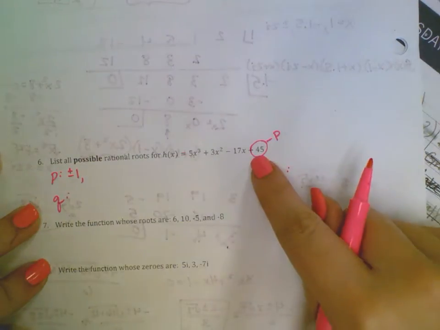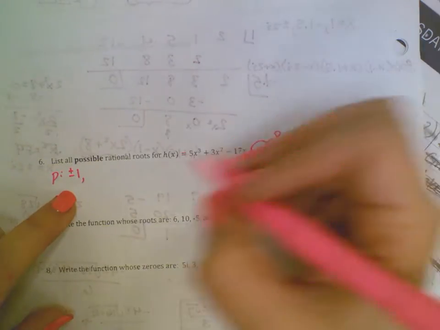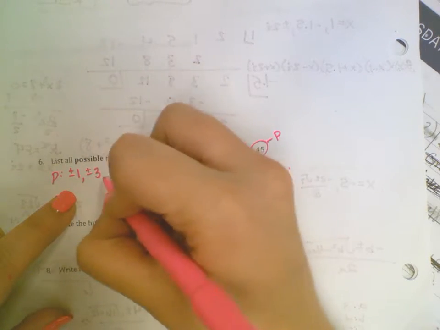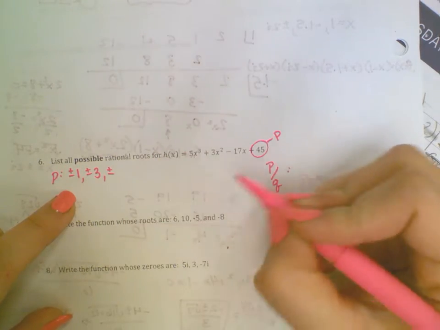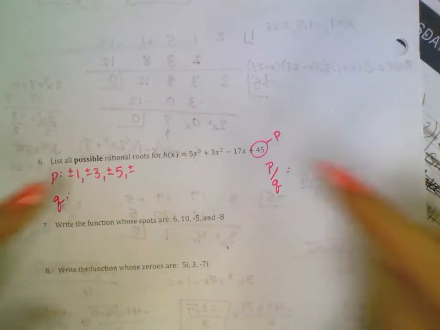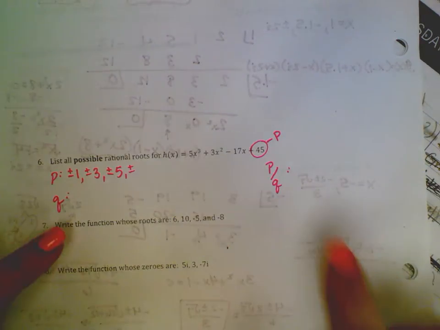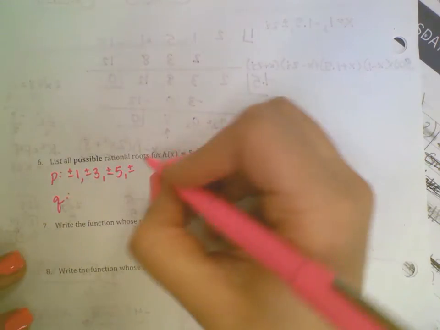45 is not even, so not 2. I can use a calculator for this if you'd like. Plus or minus 3, because this is divisible by 3. 4 is not. It is divisible by 5. It's not divisible by 6. It is not divisible by 7 or 8. It is divisible by 9.